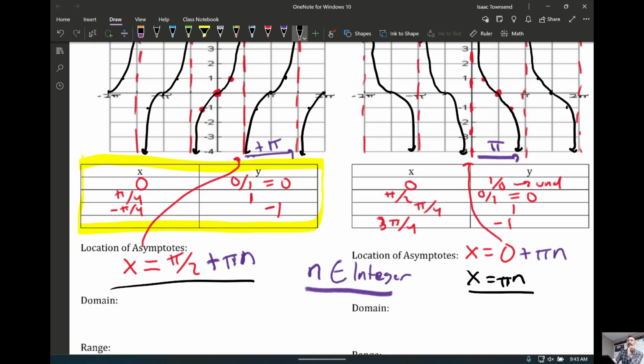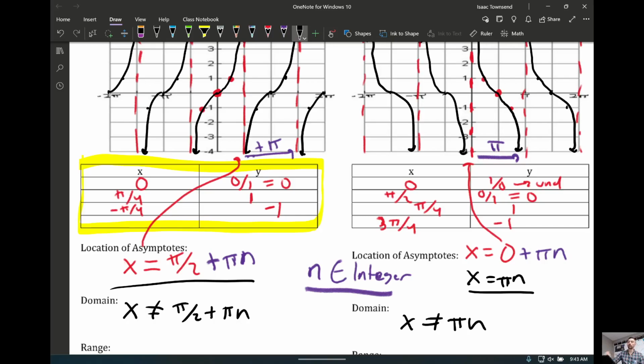Okay, domain is asking almost the same thing, because domain's asking what x values can you plug in. And you can plug in most of this stuff, you just can't plug in the x values that give you asymptotes. So x can be anything as long as x is not at an asymptote. Otherwise, as long as you're plugging in an x value that's not an asymptote, it would be part of the domain.